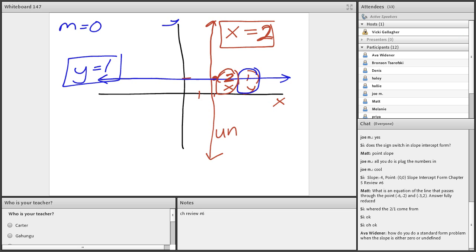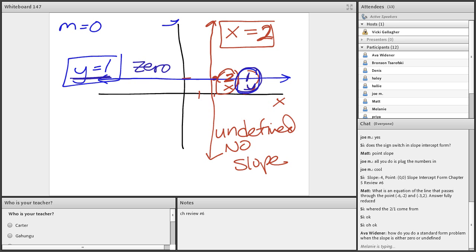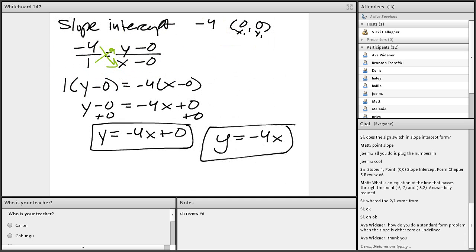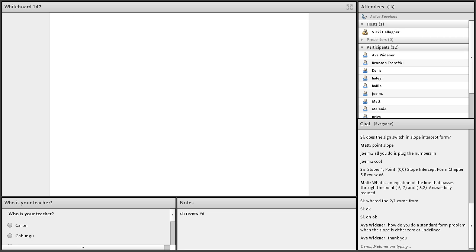And this is for undefined or no slope. And then zero slope is like the blue line, and zero slope will always be a horizontal line, and that goes through the y-axis, so you would write y equals. And again, you can get the y number from the ordered pair. In my ordered pair, the y number was 1, so that's where I put this. You're welcome.